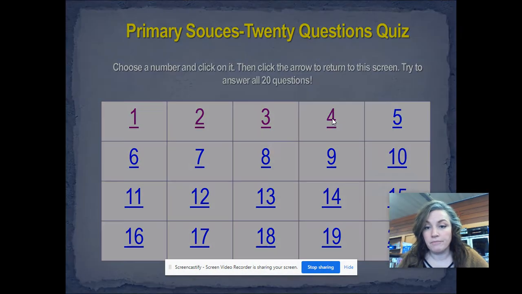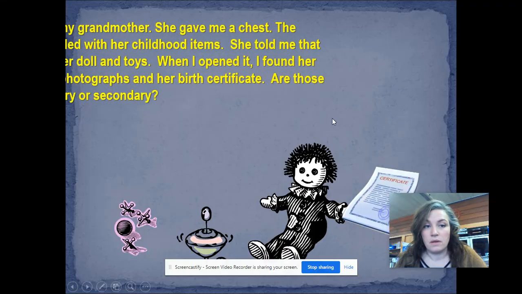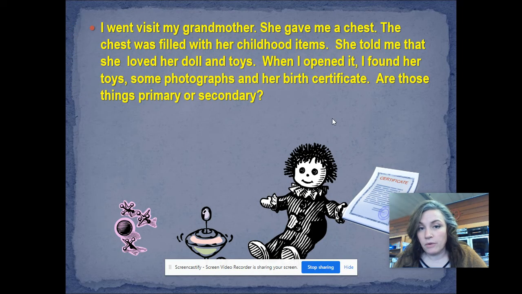Here's question 4. I went to visit my grandmother. She gave me a chest. The chest was filled with her childhood items. She told me she loved her doll and her toys. When I opened it, I found her toys, some photographs, and her birth certificate. Are these things primary or secondary?